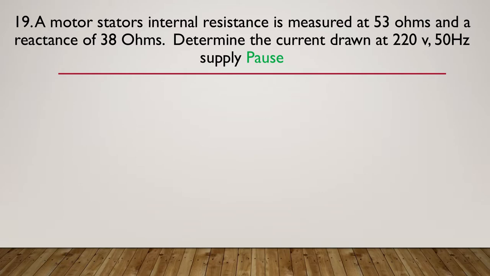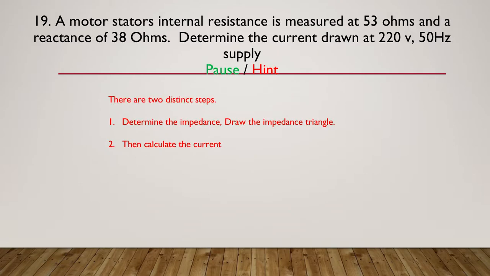Well, welcome back. Let's have a look at the hint. So again, pause here if you need to. There are two distinct steps here. You have to determine the impedance, so draw an impedance triangle to make sure you get that right. Then use the impedance to calculate the current. So two steps: determine the impedance, use an impedance triangle to get it in your head, and then calculate the current. If you didn't think of those two steps, pause here and do the calcs.